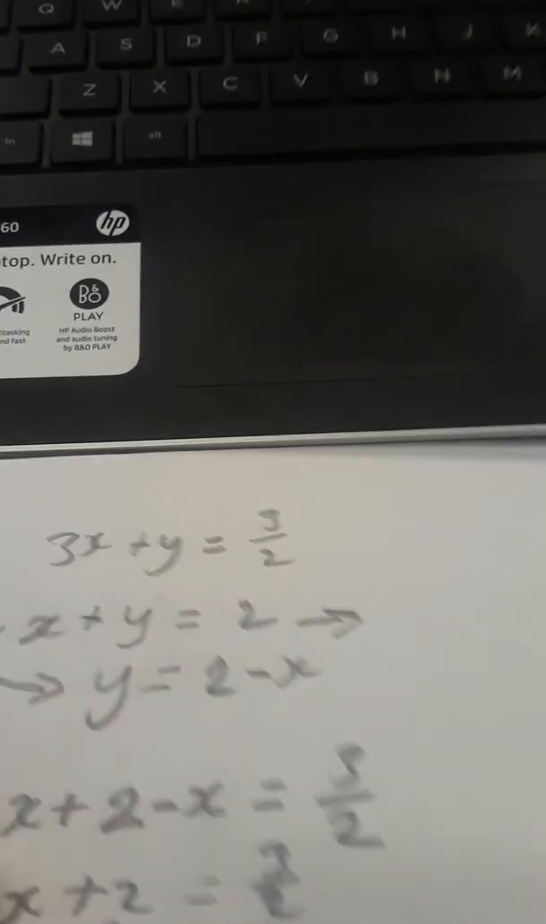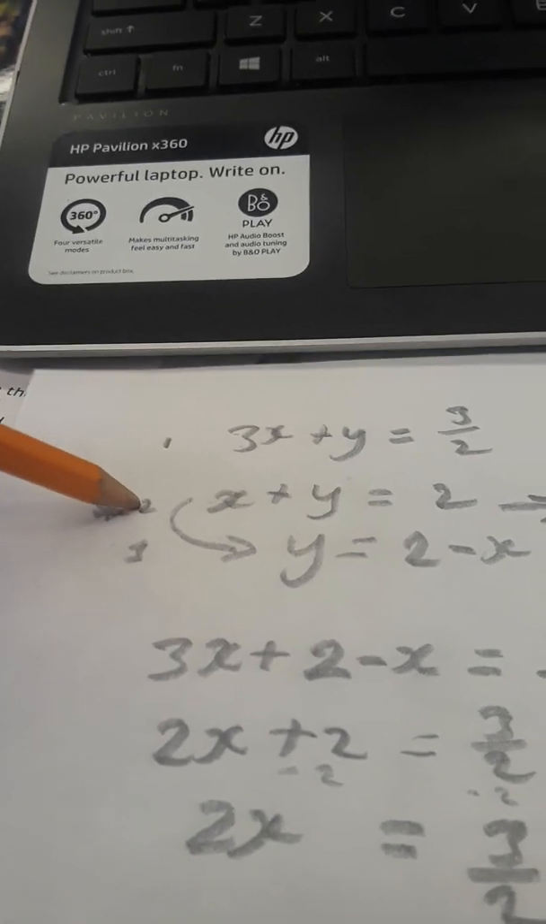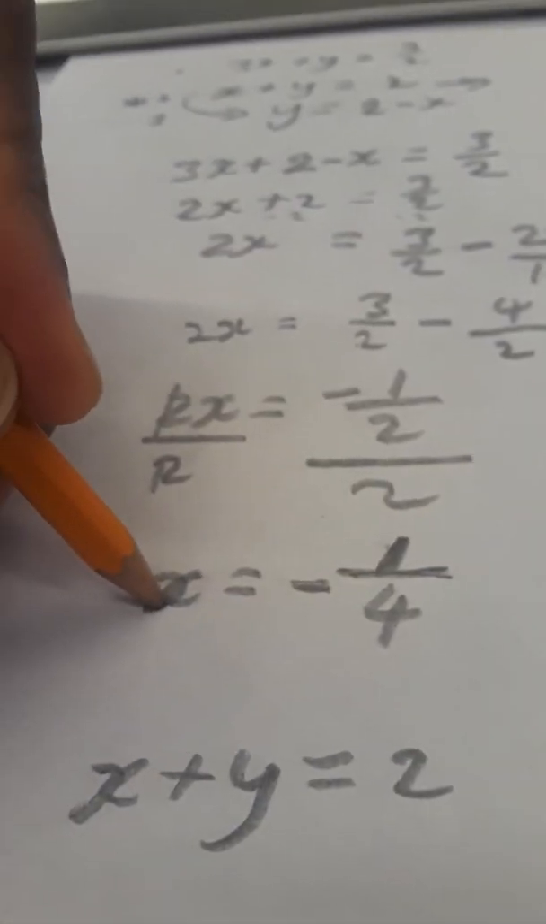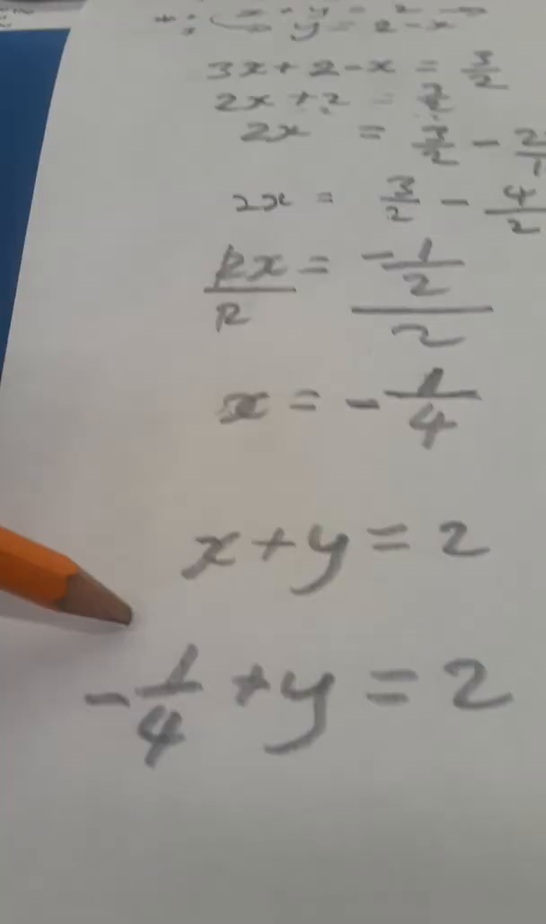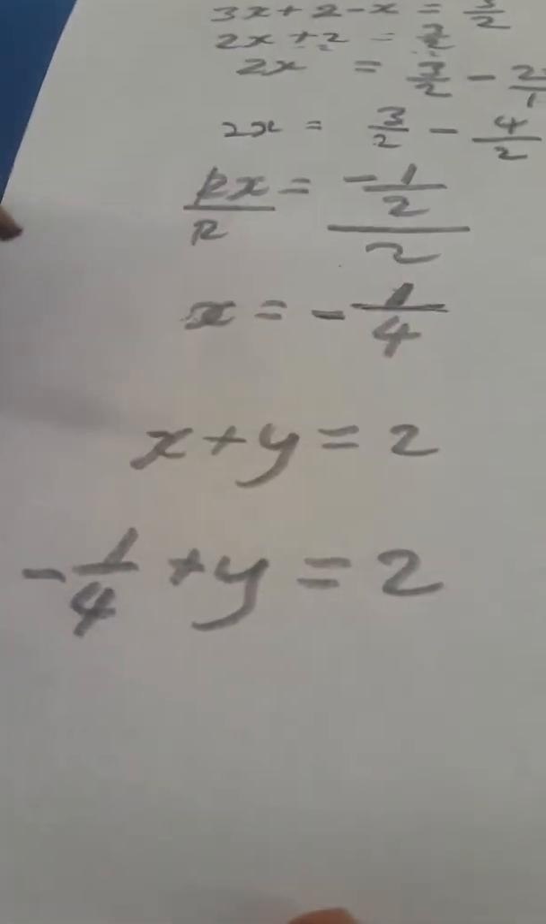You go back up here to number 2, equation 2, x plus y equals 2. Now you know the value of x, so you're going to substitute it in this equation. So x is going to be minus 1 over 4. I'm just going to solve it right away. Is equal to 2. So I put the value for x here, and I'm going to solve for y.